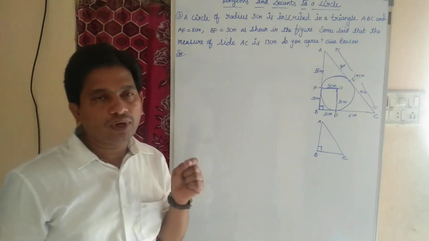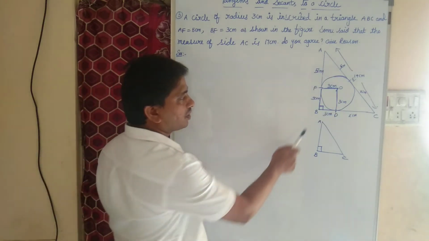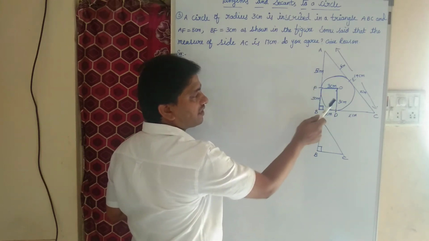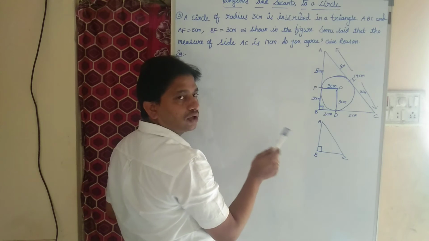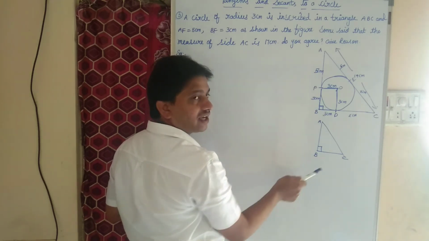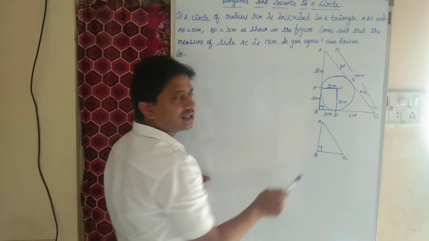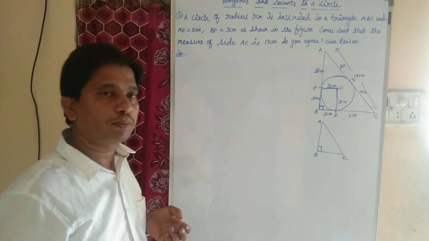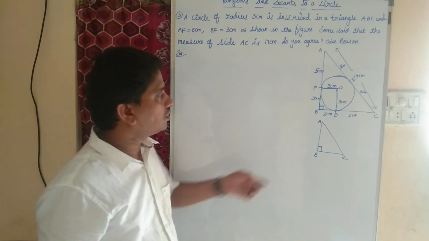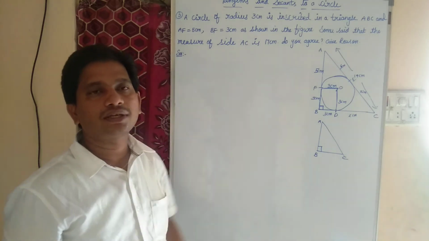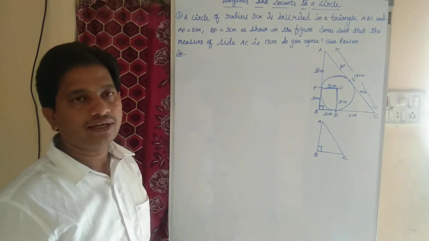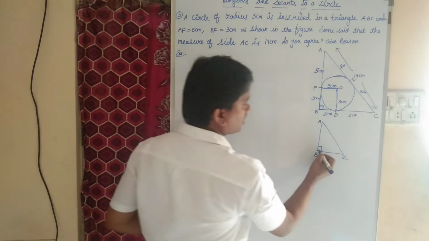Are you understanding my point? Because BDOF is a square. Why do we call it a square? All four sides are equal. If all four sides are equal, we call it a square. In a square, each and every angle is 90 degrees, from the property of a square. So angle B is 90 degrees. Therefore, ABC is which triangle? That is a right angle triangle. Right? So the side opposite to the right angle is AC.